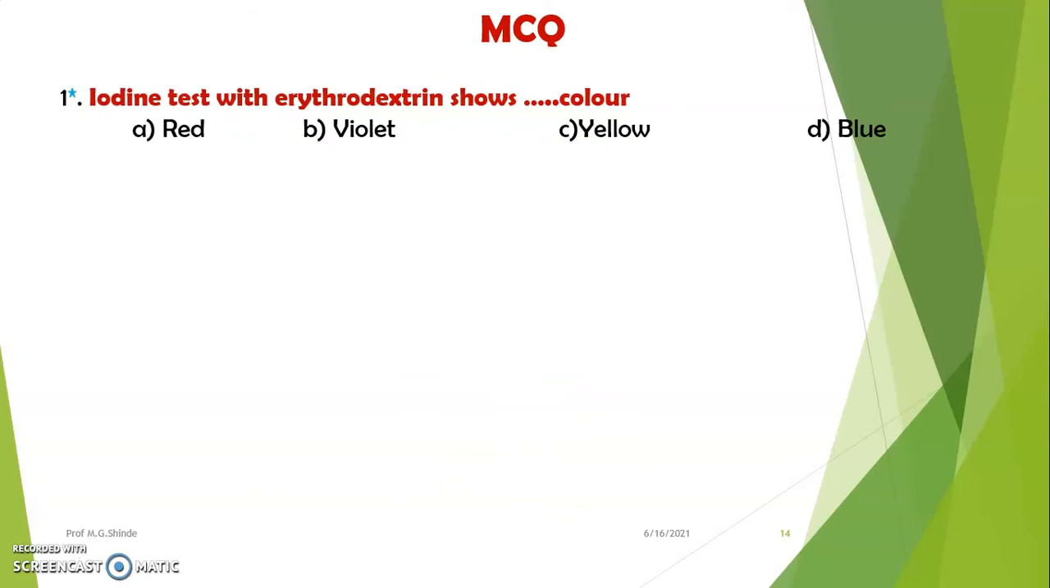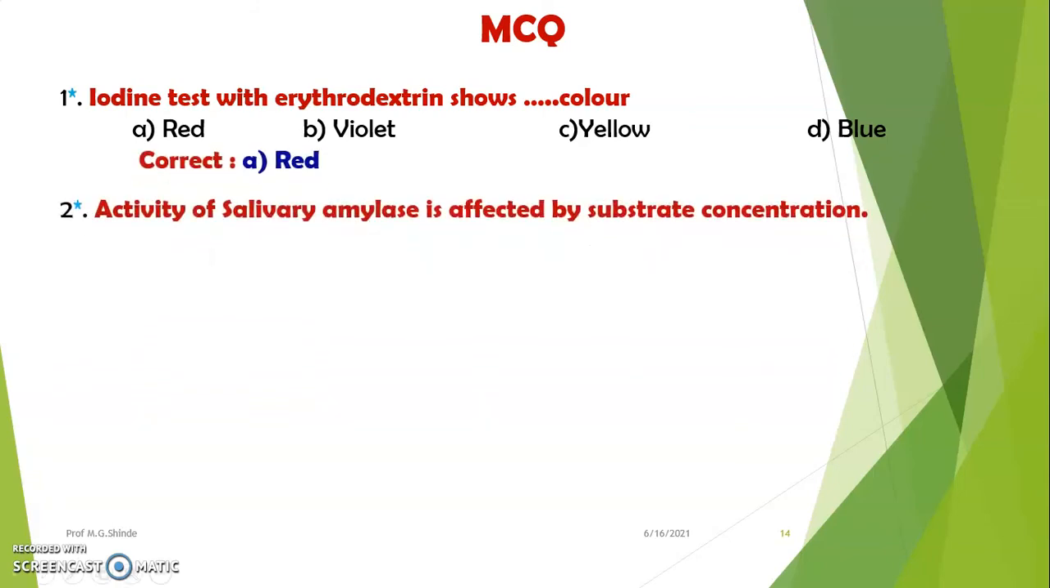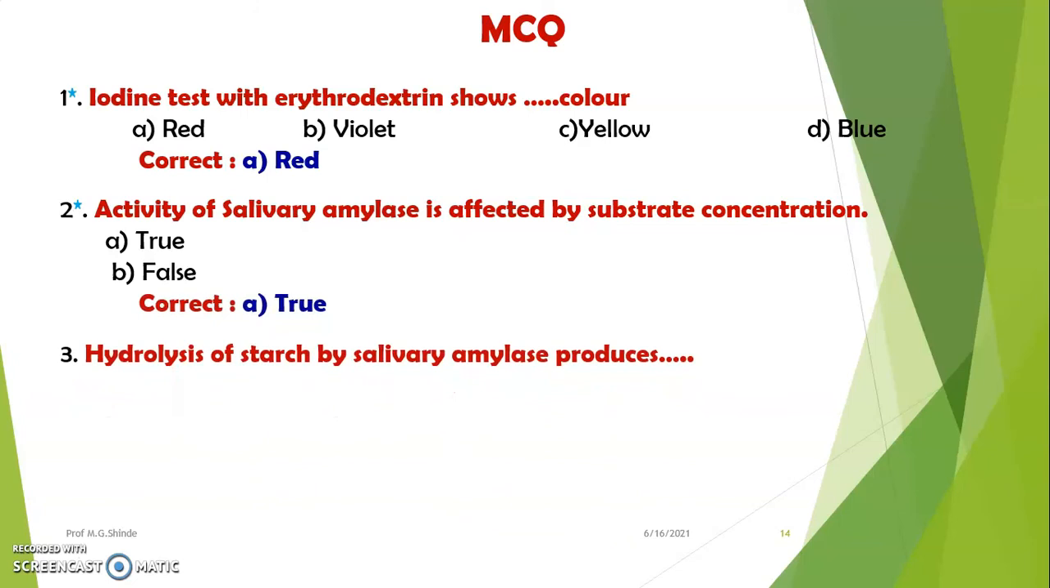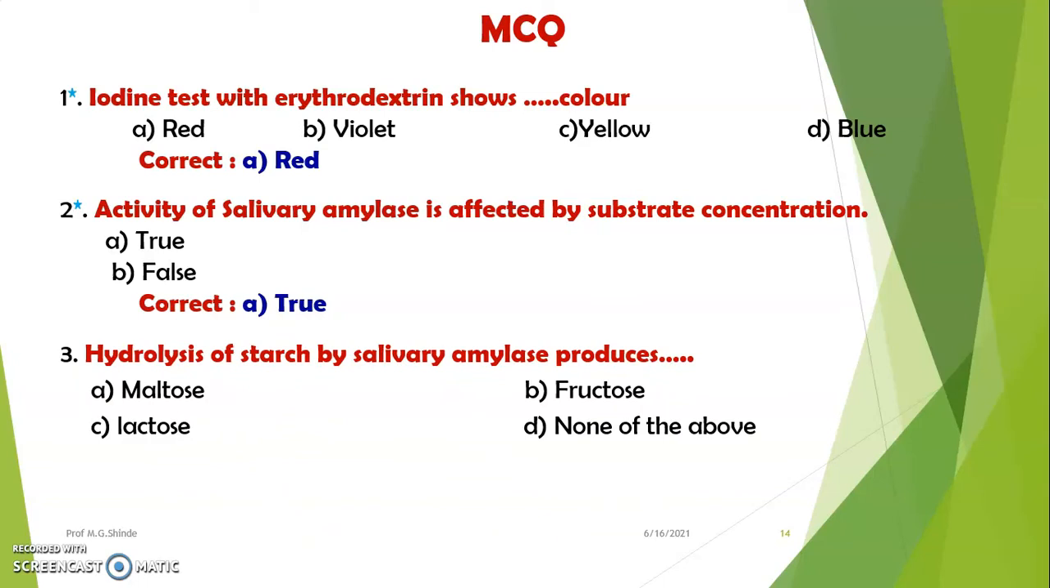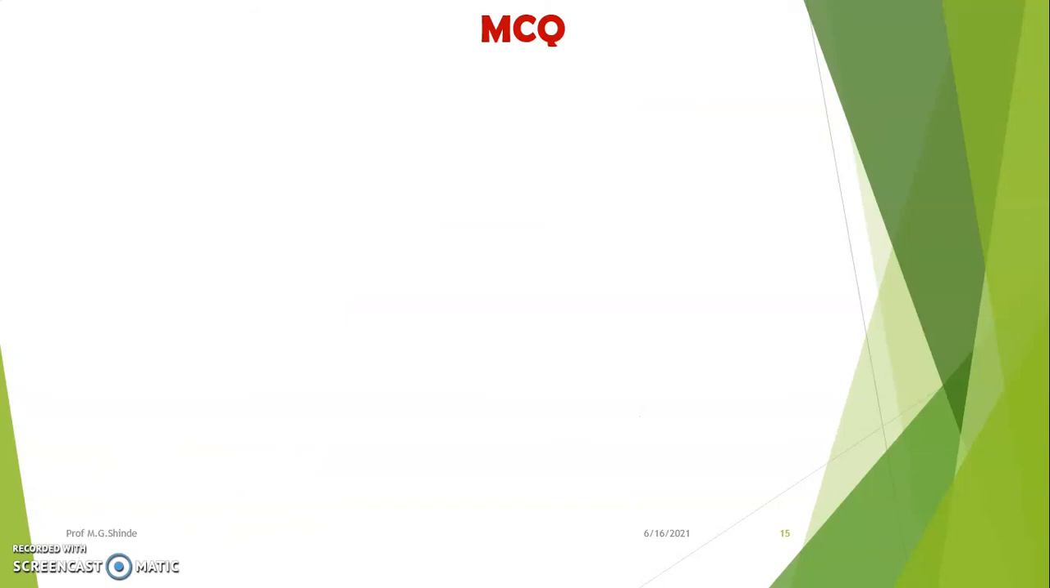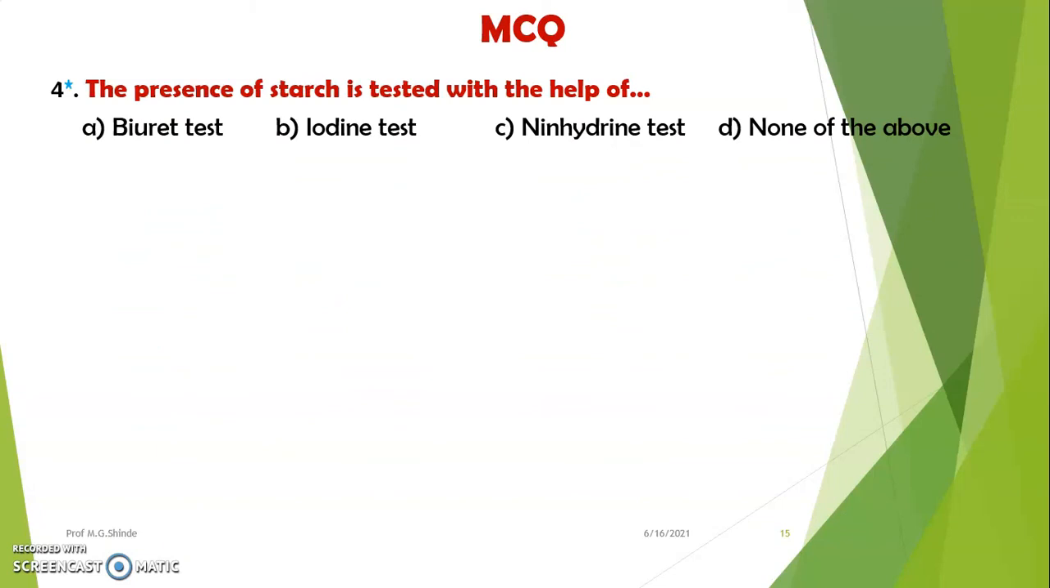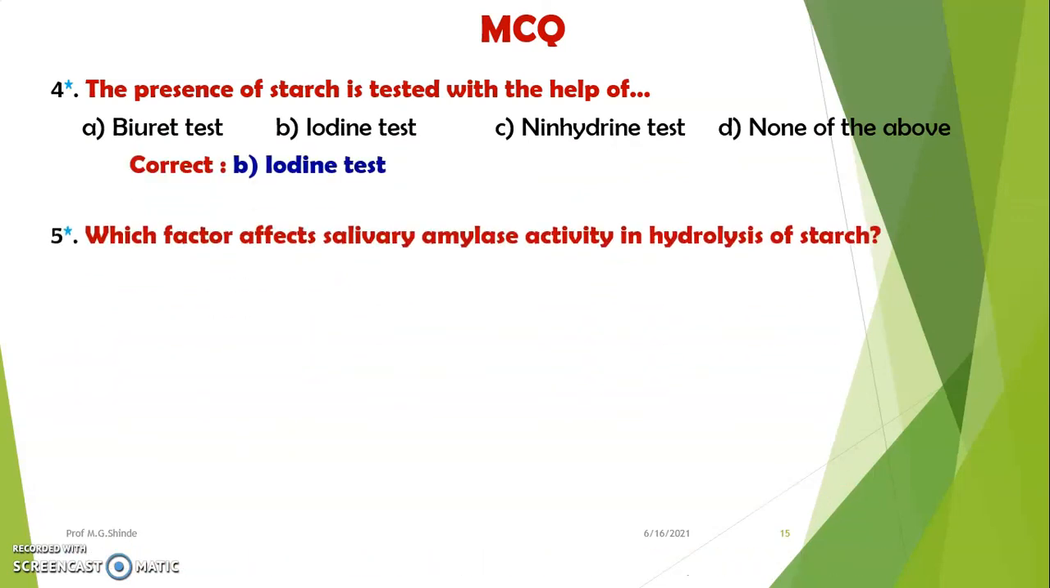Iodine test with erythrodextrin shows which color? Red, violet, yellow, blue. Correct option is A, that is red. Another MCQ: activity of salivary amylase is affected by substrate concentration. Options are true, false. Yes, it is correct, that is true. Hydrolysis of starch by salivary amylase produces maltose, fructose, lactose, none of the above. Correct option is A, it produces maltose. Another MCQ: the presence of starch is tested with the help of biuret test, iodine test, ninhydrin test, none of the above. Correct option is B, that is iodine test.